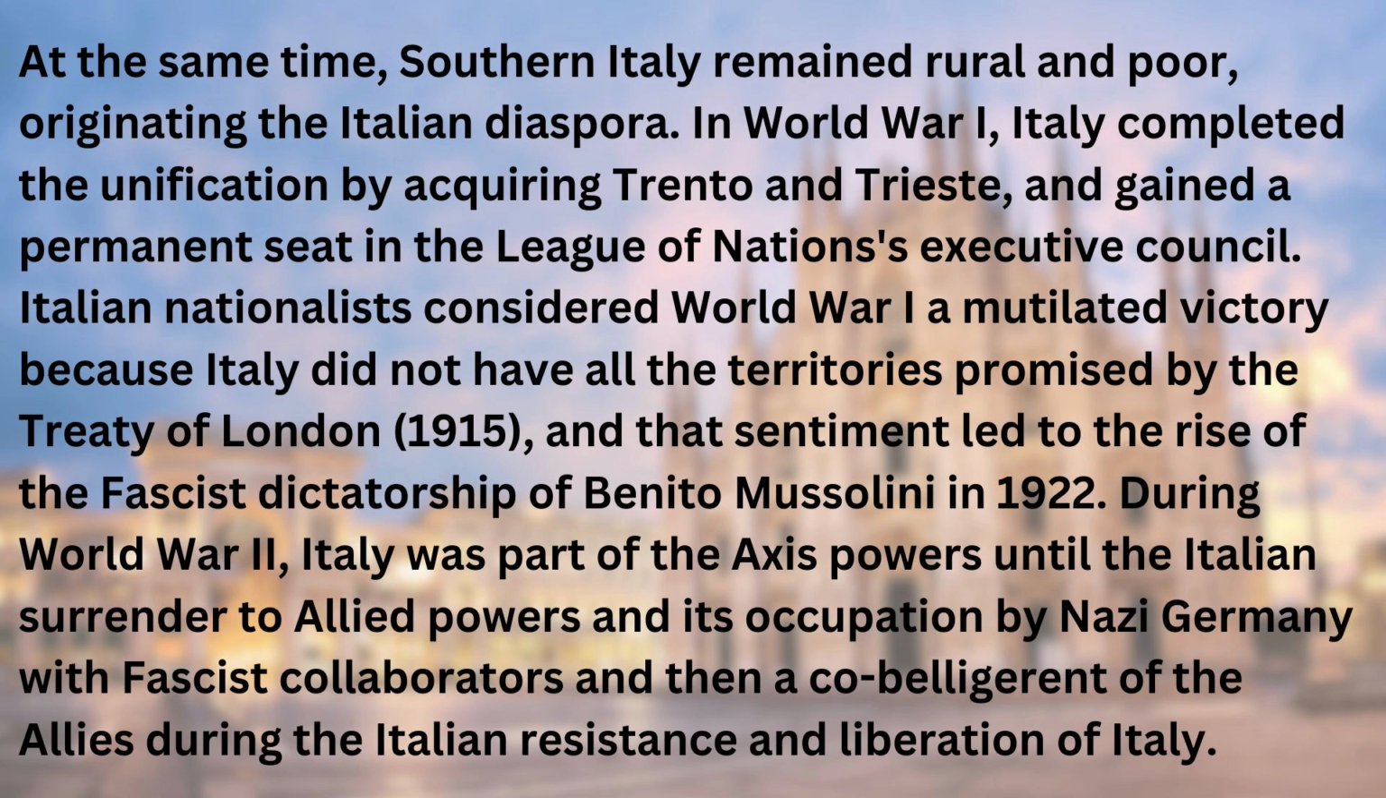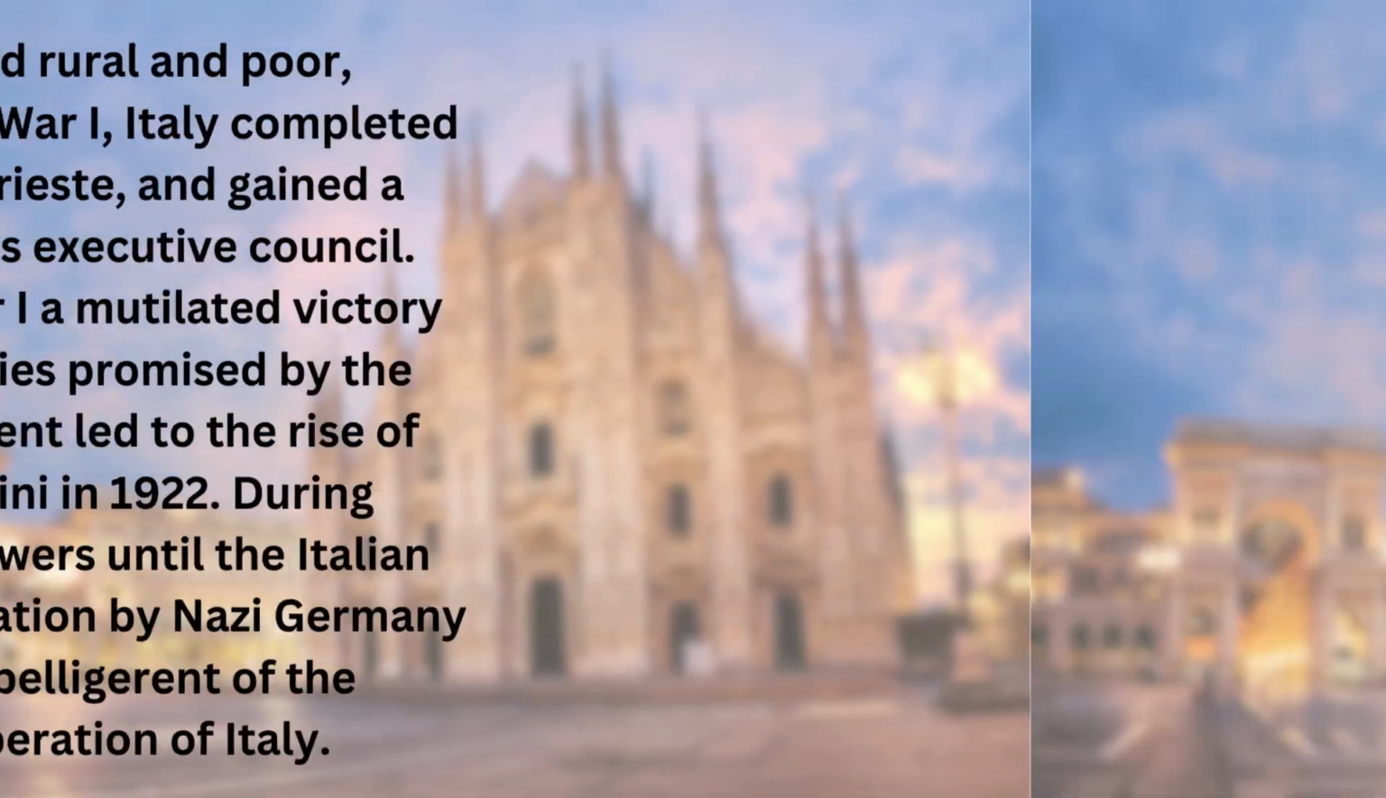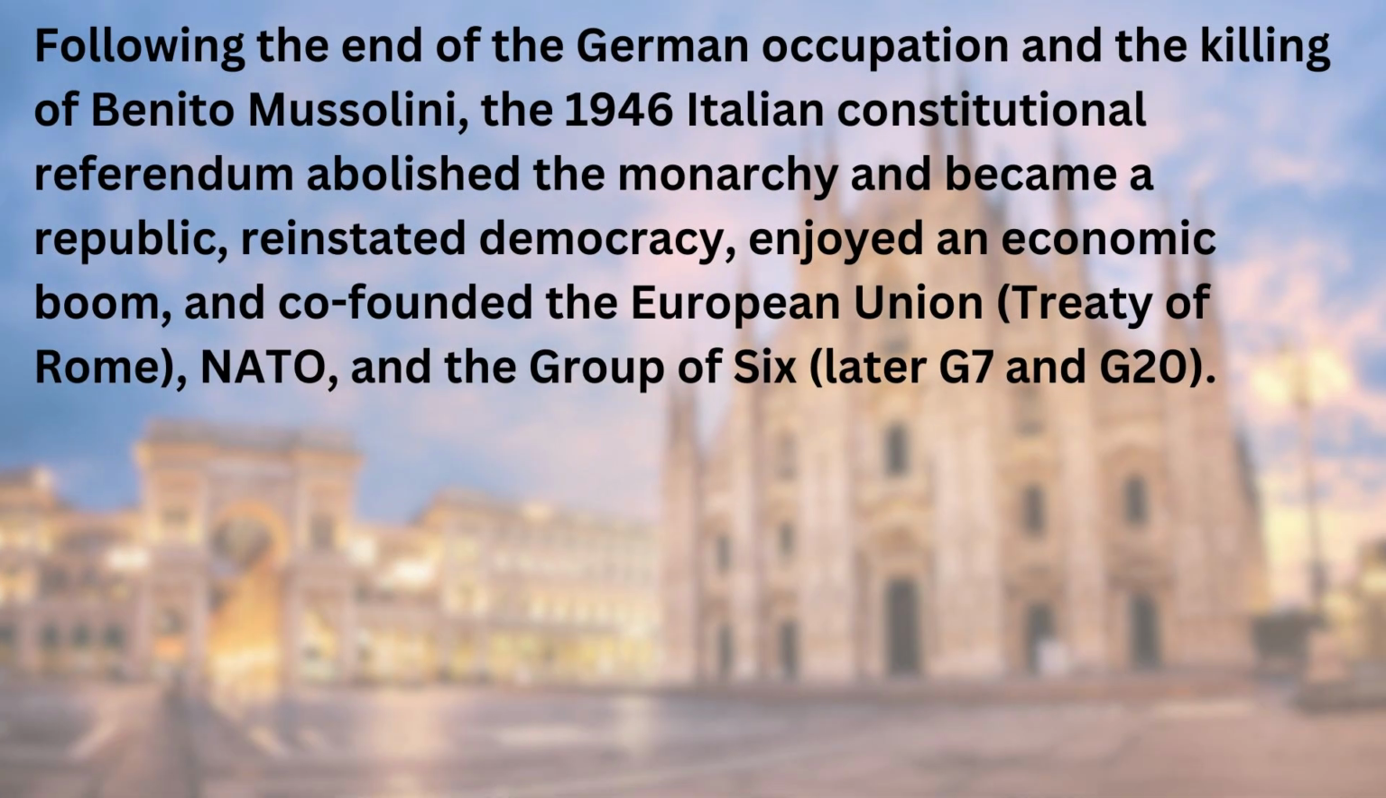During World War II, Italy was part of the Axis powers until the Italian surrender to Allied powers and its occupation by Nazi Germany with fascist collaborators, and then a co-belligerent of the Allies during the Italian resistance and liberation of Italy. Following the end of the German occupation and the killing of Benito Mussolini, the 1946 Italian constitutional referendum abolished the monarchy and became a republic, reinstated democracy, enjoyed an economic boom, and co-founded the European Union, NATO, and the Group of Six.